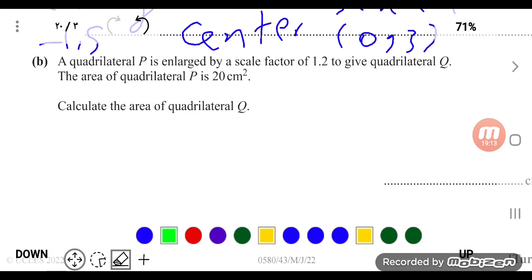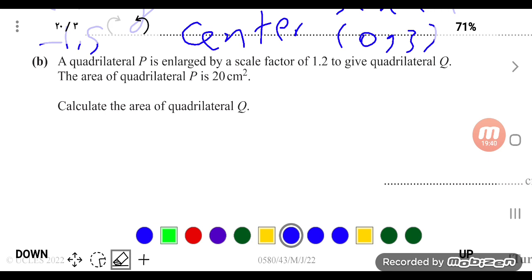A quadrilateral P is enlarged by a scale factor 1.2 to give quadrilateral Q. The area of quadrilateral P is 20. Calculate the area of the quadrilateral Q. Always, whenever we have enlargement, what you get is similar to the original. So the new quadrilateral is similar to the original. So here you have similarity.